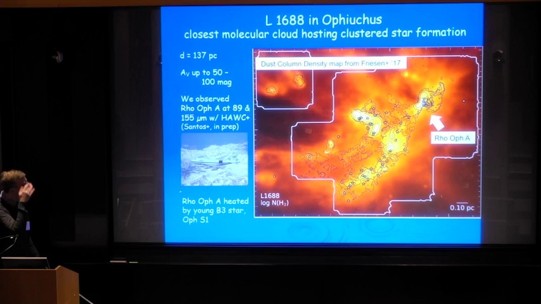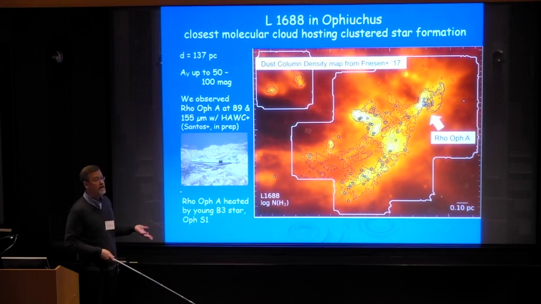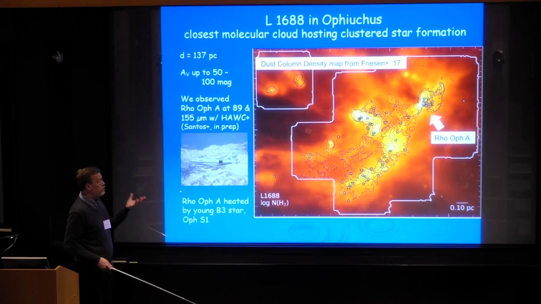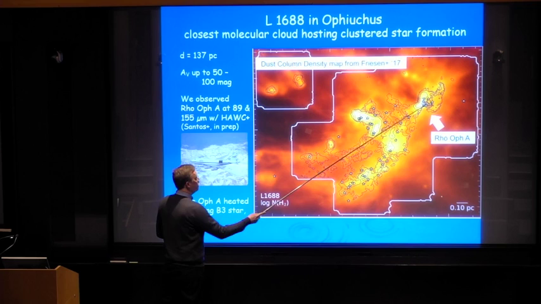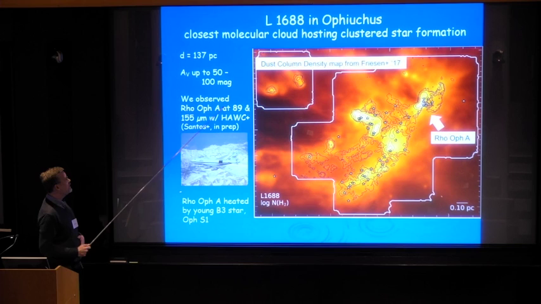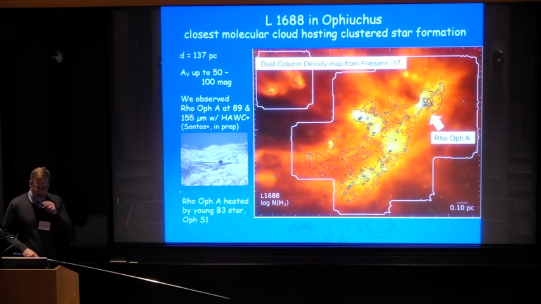Okay, so now I'm going to move on to the target of SOFIA. What you're looking at here is a column density map of L1688, which is a portion of the Ophiuchus molecular cloud. This part of Ophiuchus has very high column densities, at the peak up to 100 magnitudes. And what we studied with SOFIA is this one core here called Rho Oph A, where the column density reaches the highest value found in this cloud. We observed it at two different wavelengths in the far infrared, 89 microns and 155 microns. And this is a paper that's hopefully going to be submitted very soon, led by Fabio Santos.